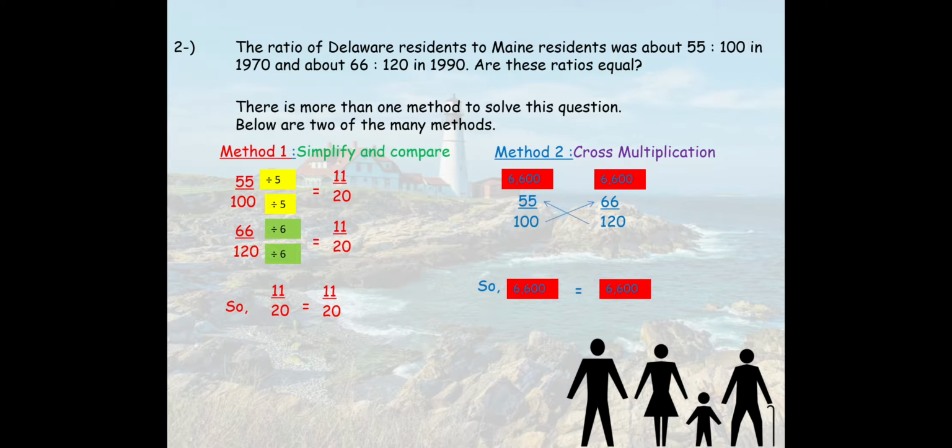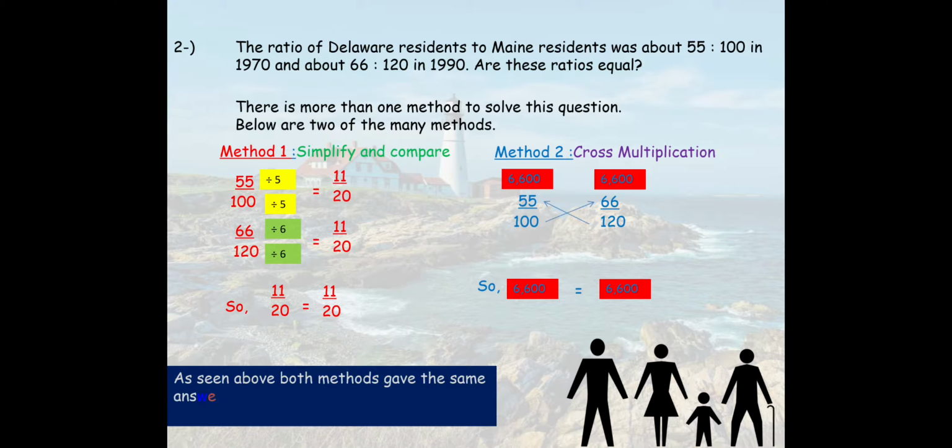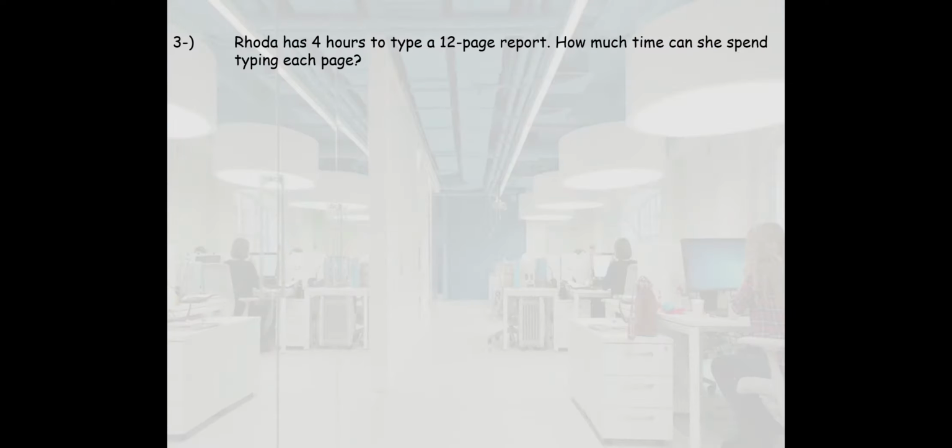Again, I repeat that it can be done in more than 2 methods. There are many methods, but I have chosen these 2 to explain them to you. Therefore, as seen above, both methods gave the same answer, which states that the ratios are equal, so the answer is yes. But in method 2, you don't have to simplify it.